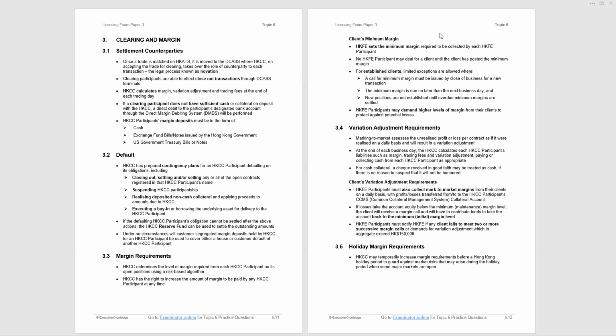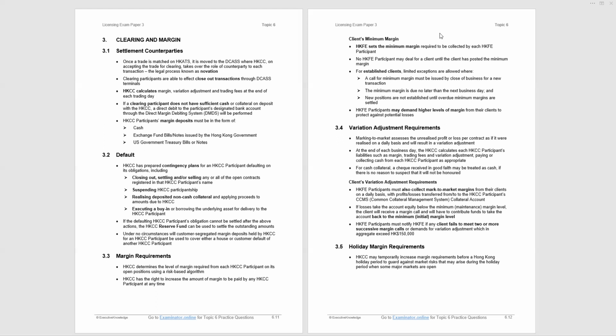At the end of each business day, the clearinghouse calculates each participant's liabilities, such as margin, trading fees, variation adjustment, paying or collecting cash from each participant as appropriate. And that's just the margining mechanism. For cash collateral, a check received in good faith may be treated as cash if there's no reason to suspect it will not be honoured. This is a lot of detail now that doesn't necessarily get examined.